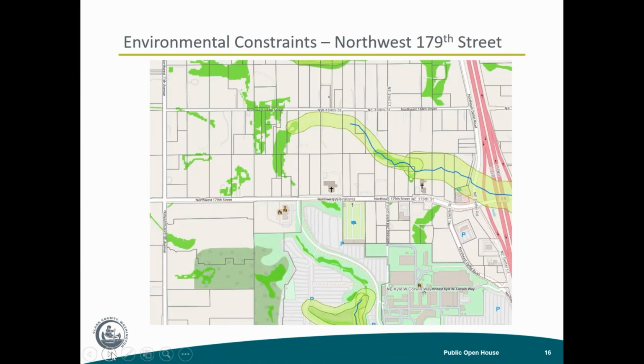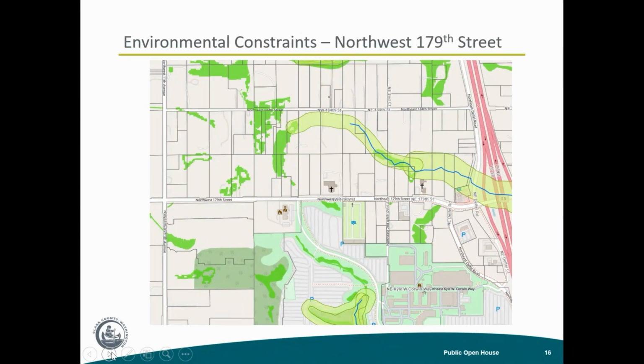There are several significant environmental constraints in the neighborhood. Here you're seeing streams marked in blue, as well as wetlands in green. It's important to plan for a local road network that has less impact on these critical areas.